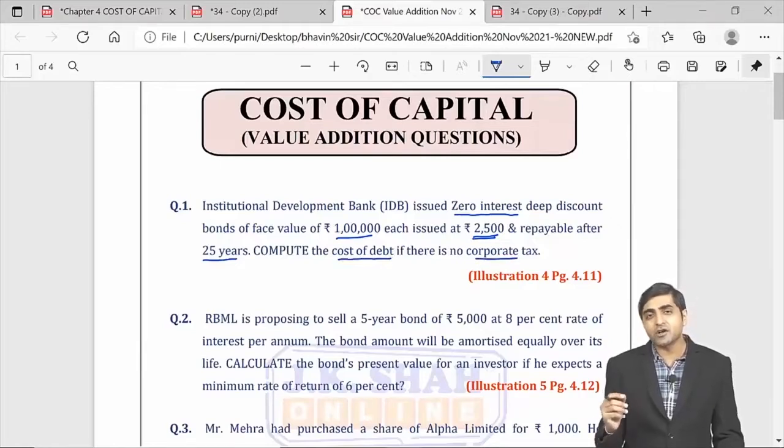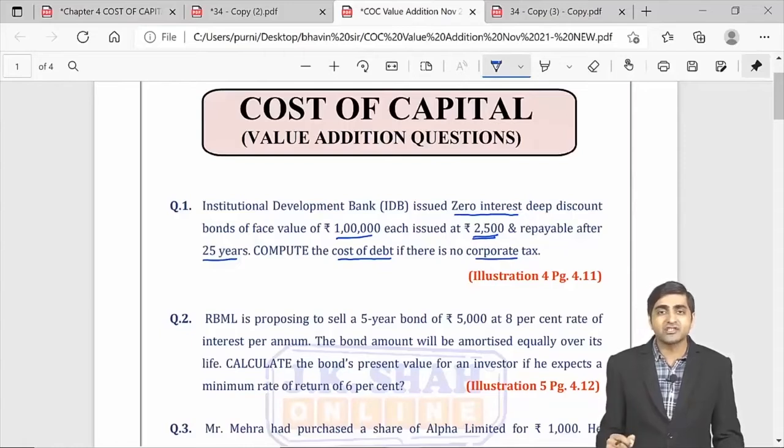So guys, this particular question relates to the concept of how to calculate the cost of a zero coupon bond, or a deep discount bond. The basic characteristic of these bonds is that there is no interest declared by the company over the entire holding period. So an investor is only going to get benefit at the time of redemption, when the maturity amount will be tremendously high as compared to the amount of the investment made today.